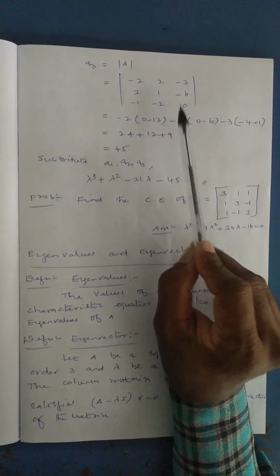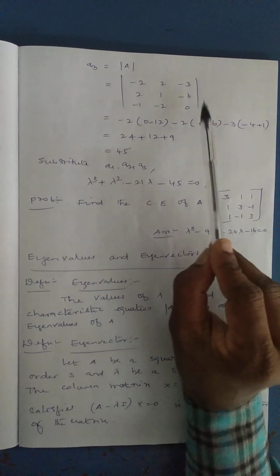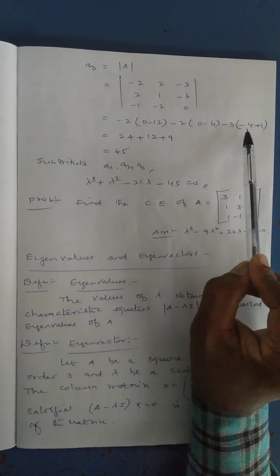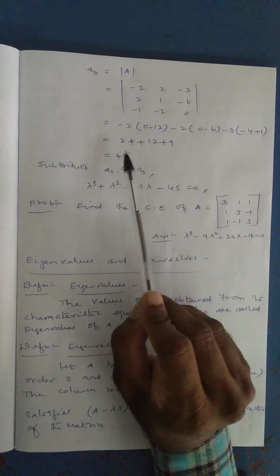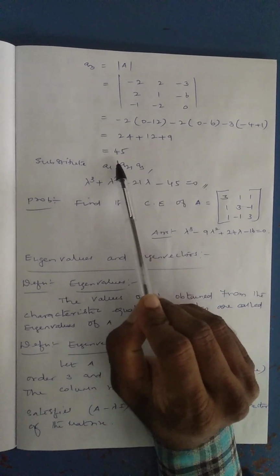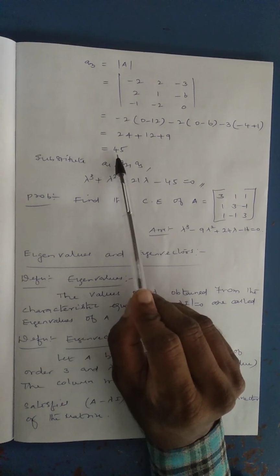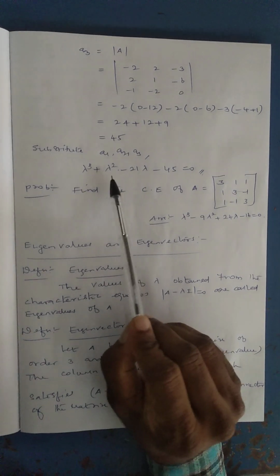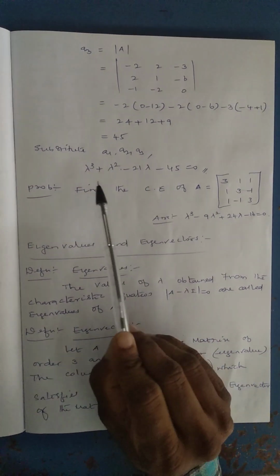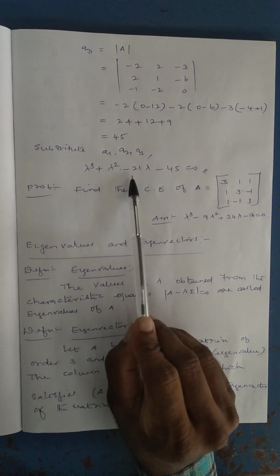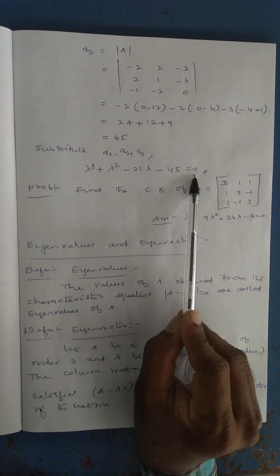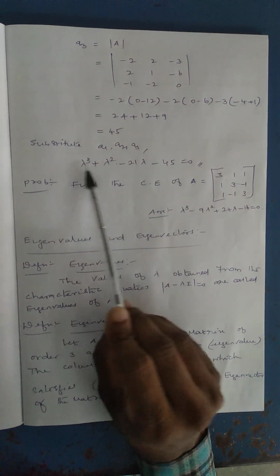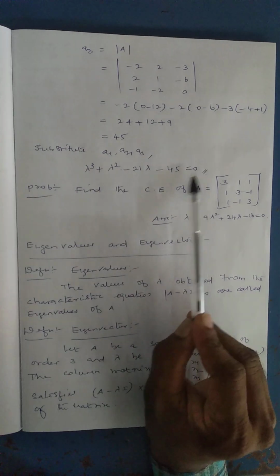Minus 2 of 0 minus 6, minus 3 of minus 4 plus 1. So adjust the values: 24 plus 12 plus 9 equals 45. This is the A3 value. Put the A1, A2, A3 values in the further formula. So lambda cube plus lambda square minus 21 lambda minus 45 equals 0. This is the characteristic equation.